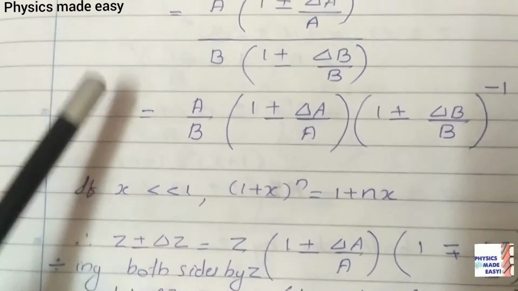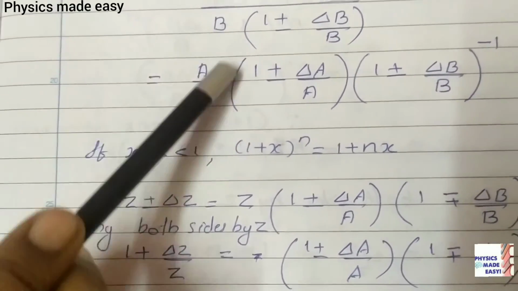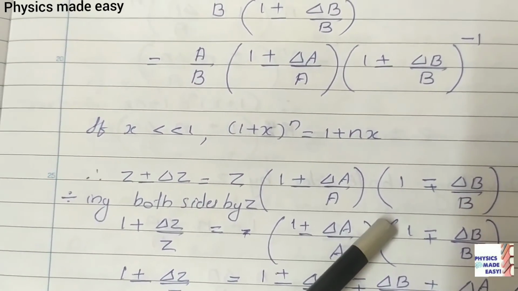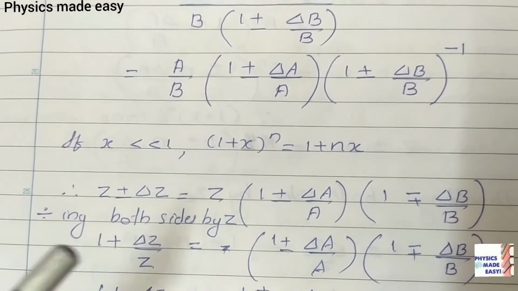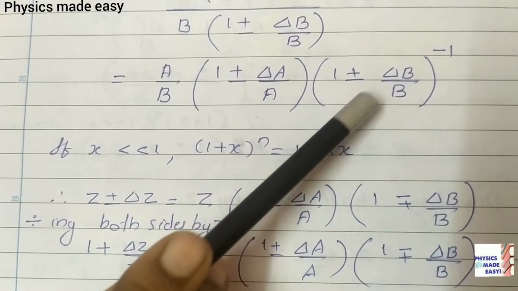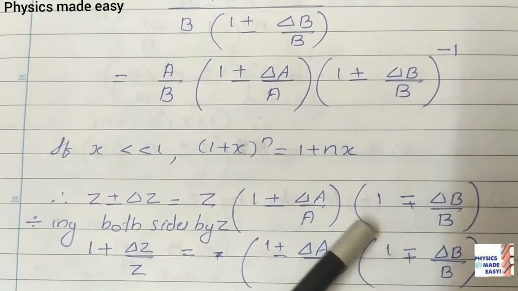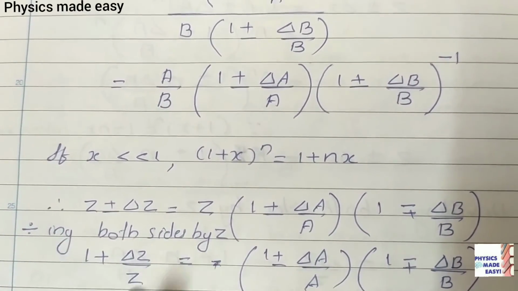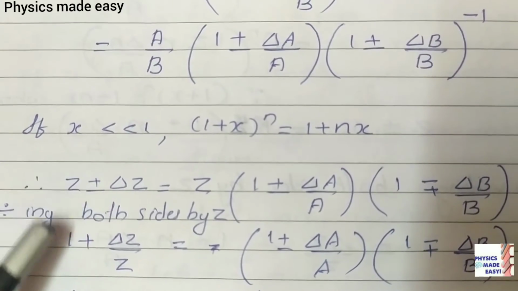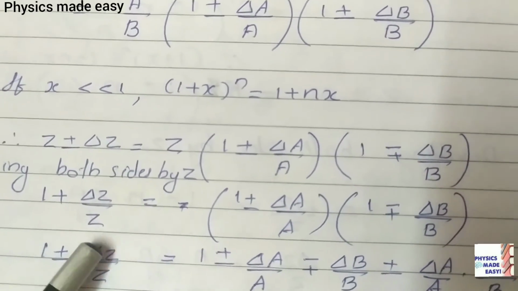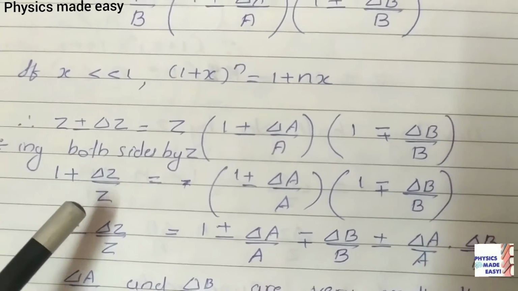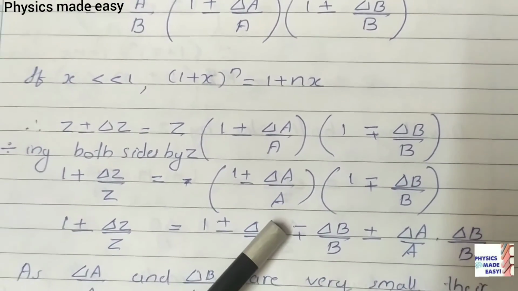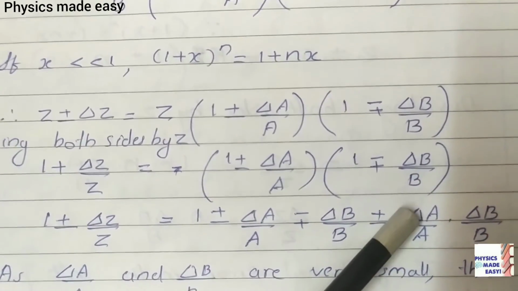Then the next step, Z plus or minus delta Z is equal to, you know, A by B is Z. So we can write Z in bracket 1 plus or minus delta A by A into, here we have to apply this, so you will get 1 minus plus or minus delta B by B. So that you can write as 1 minus plus delta B by B. Then dividing both sides by Z, you will get 1 plus or minus delta Z by Z is equal to, here Z will be cancelled, 1 plus or minus delta A by A into 1 minus or plus delta B by B.